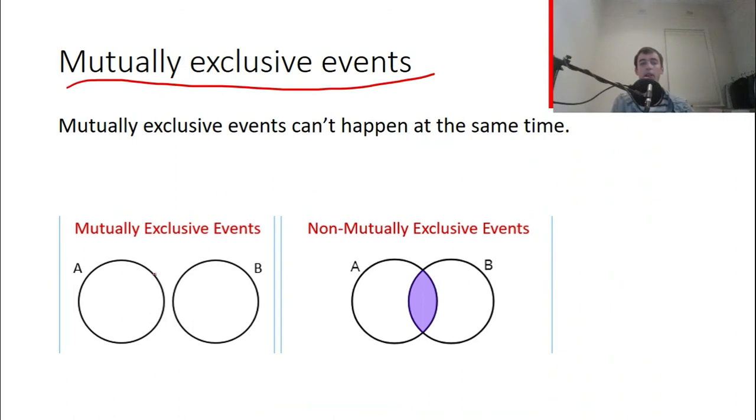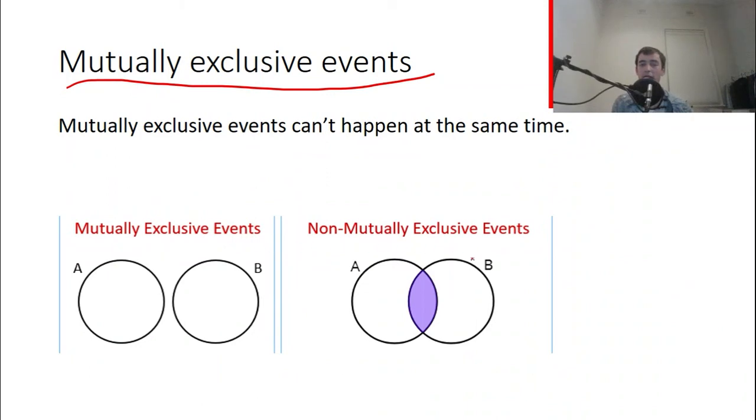Okay, so mutually exclusive events are events that cannot happen at the same time. In mutually exclusive events, you can only have one of these things at a time.